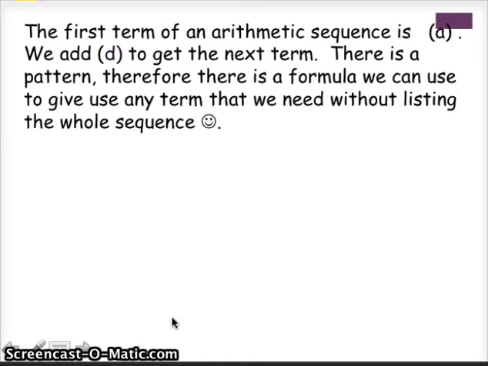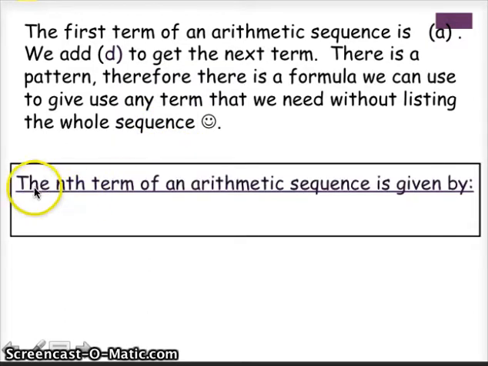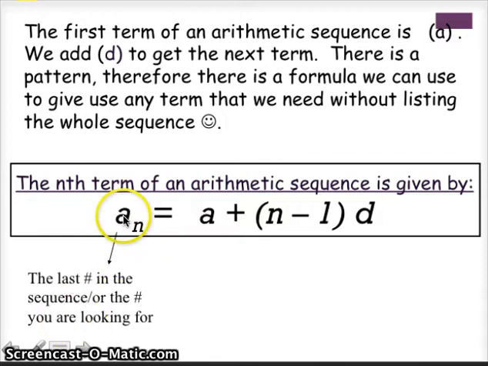So let's see. The first term of an arithmetic sequence is A. We call that A. Then we add D, the common difference, to get to the next term. There is a pattern, and therefore there is a formula that we can use to give any term that we need without listing the whole sequence. So here is the formula for the nth term of an arithmetic sequence. The nth term of an arithmetic sequence is given by this formula. So A sub n is the last term of the sequence, or in many cases it's the term that we're looking for.